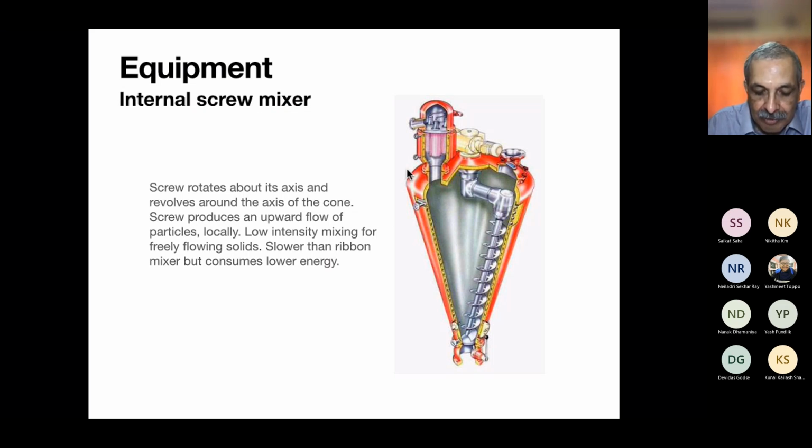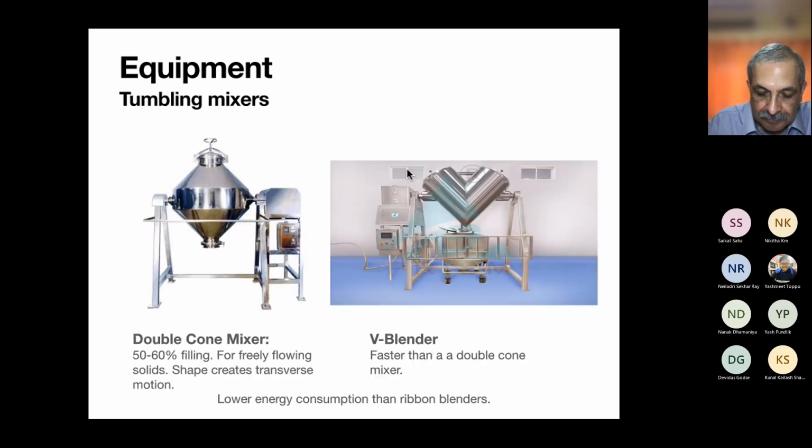So if you have fragile particles and you're not worried about how fast you want to mix, then this is a good mixer. And then these are all sort of tumbling mixers, or you can say they're just rotational. So you get various kinds of shapes, and then they are mixed by rotating about an axis like this. So the particles fill only part of it, and then as it rotates, some flow is created and mixing also.